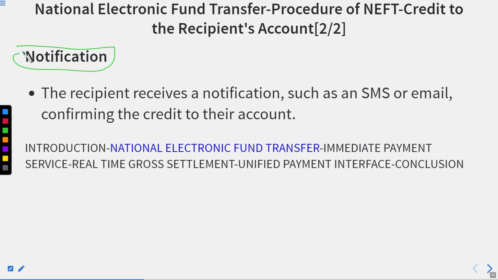Notification. The recipient receives a notification such as an SMS or an email confirming the credit to their account. Okay, like whenever you have received some money online from somewhere, you will always get a notification through SMS or email that your account has been credited for this and that. Same thing for the debit also. Whenever you send some amount to someone, you will get a debit notice.